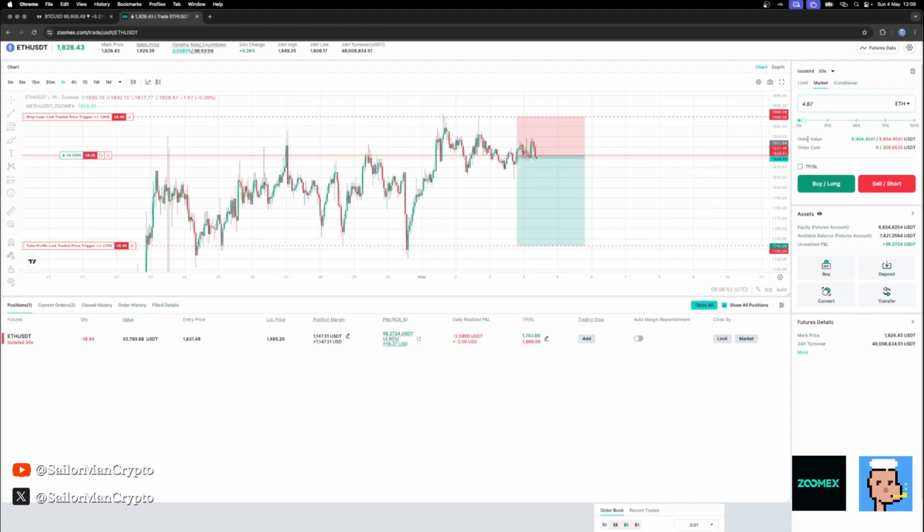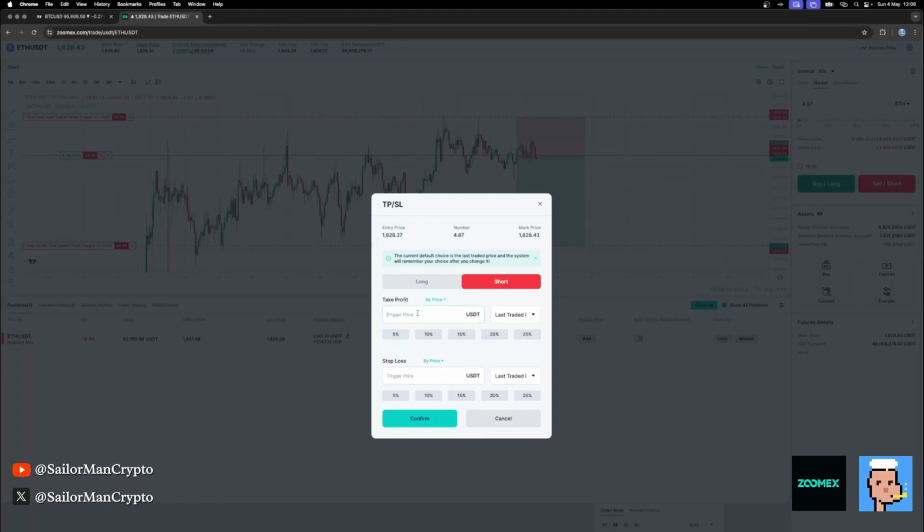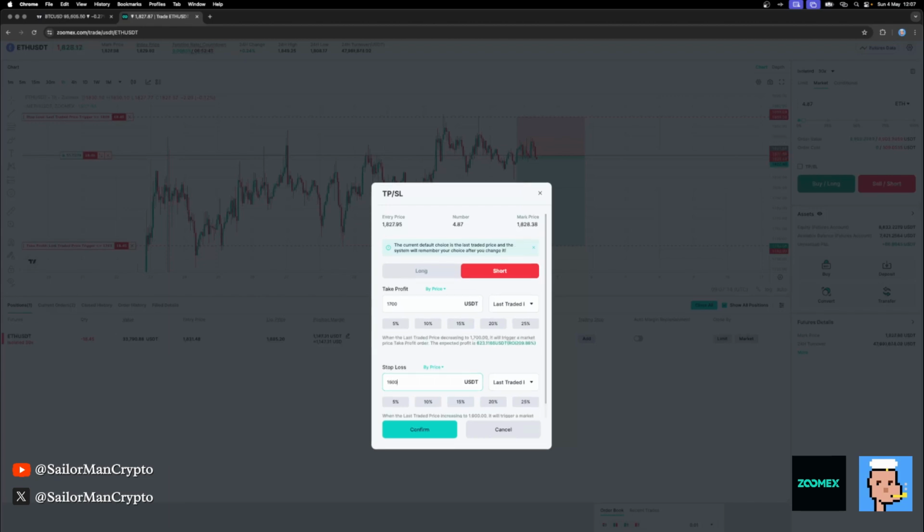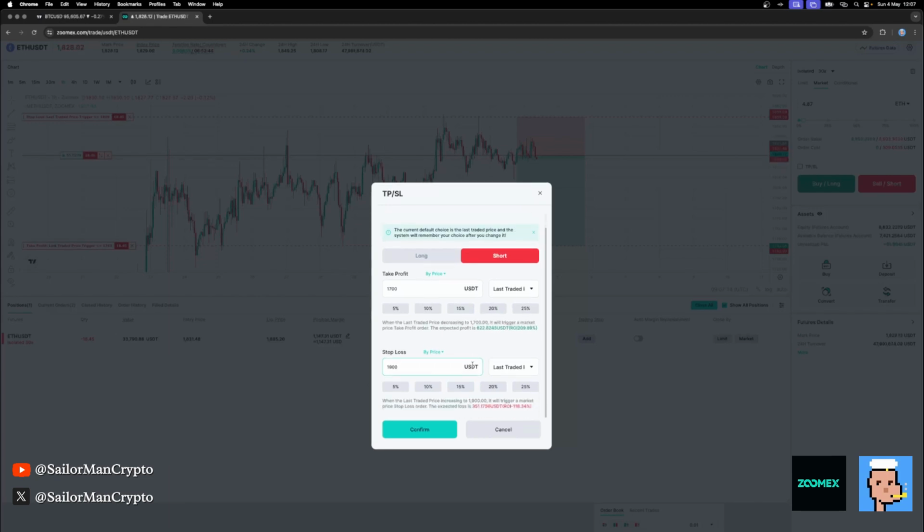Whenever you take a trade, you fix a stop loss or whatever, here it will give you the calculation. So I don't know, now the entry price would be this, this is Ethereum, $1,828. If I say that my take profit is at 1,700 and my stop loss is at 1,900, it shows you for the short that my win will be $622 and my loss will be $315.